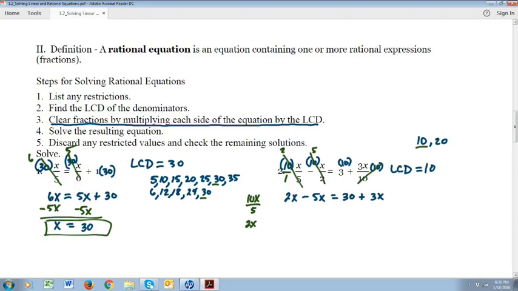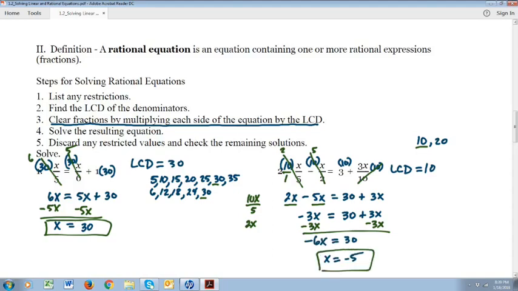So again, we've cleared fractions. Now we have some like terms on the left that we can combine. So this is part of simplifying. On the right side, there's nothing we can do, and now we need to get x on one side only. So we'll subtract 3x on both sides. We're going to get negative 6x equals 30, which means x equals negative 5. All right, let's move on to the next page.